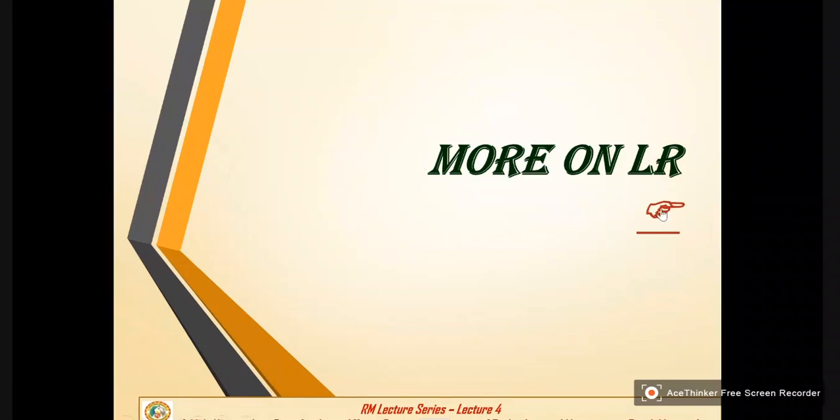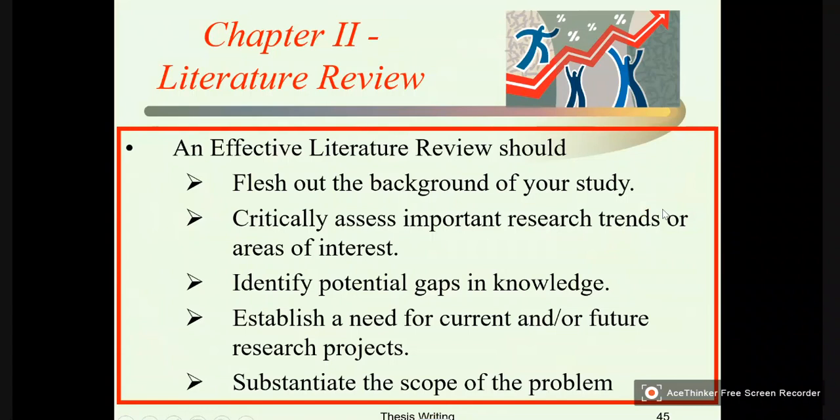Literature review, how has it been done? An effective literature review should flesh out the background of your study. It should critically assess important research trends or areas of interest. It should identify potential gaps in knowledge. It should establish a need for the current and future research projects. And it should substantiate the scope of the problem.